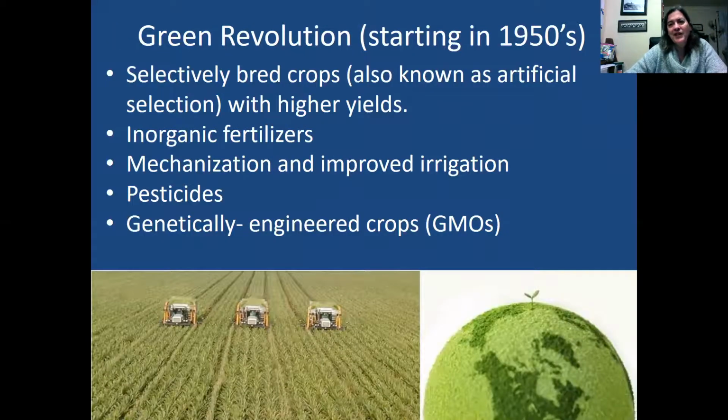So the Green Revolution, and again, this is different than the Green New Deal. The Green Revolution, starting in the 1950s, was actually increasing our ability to produce more food. How did we do that? By selectively breeding crops, also known as artificial selection, for higher yields. We started using more fertilizers, industrial farming like mechanization and improved irrigation, using pesticides, and using GMOs. And we're going to be looking at each one of those.